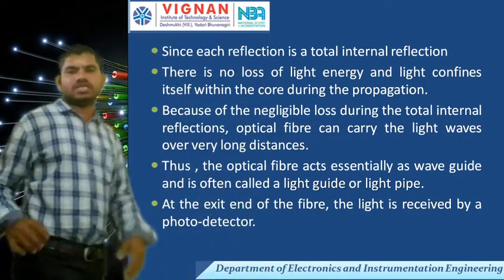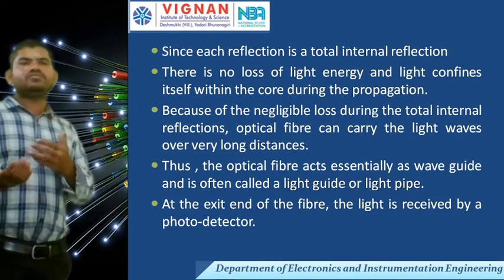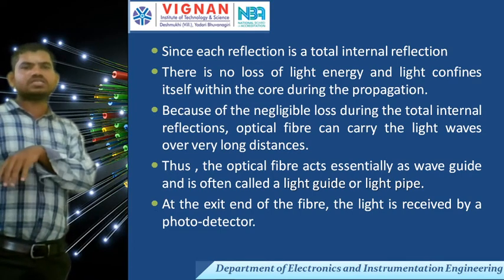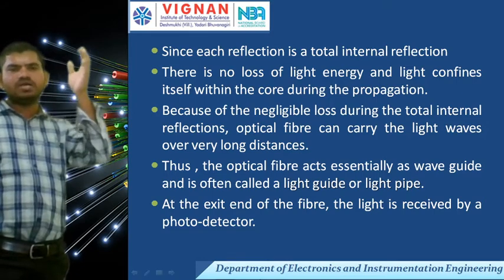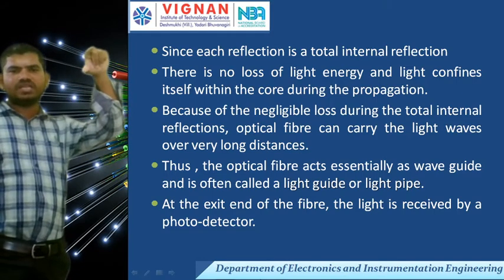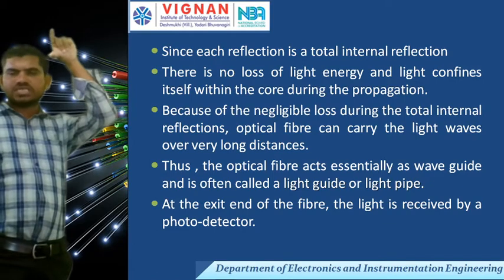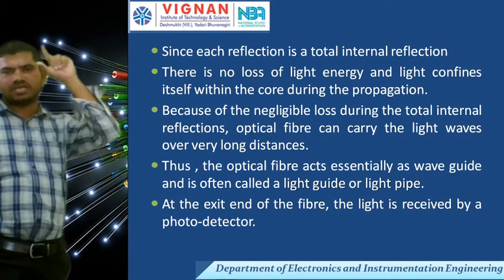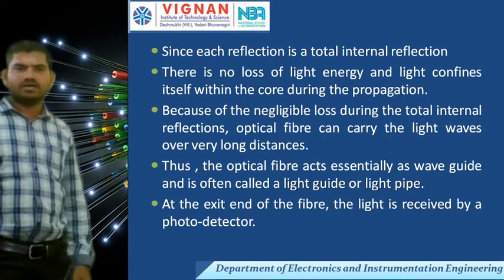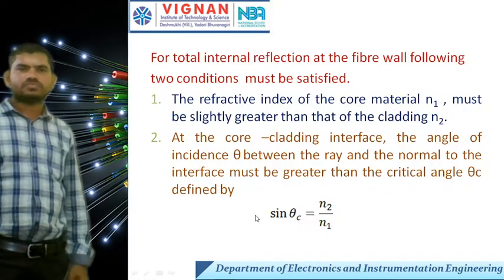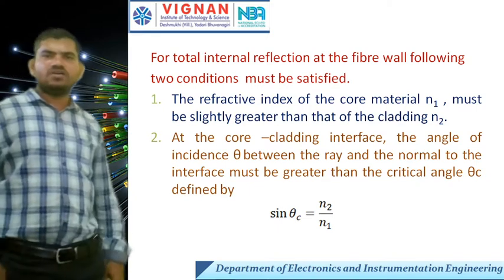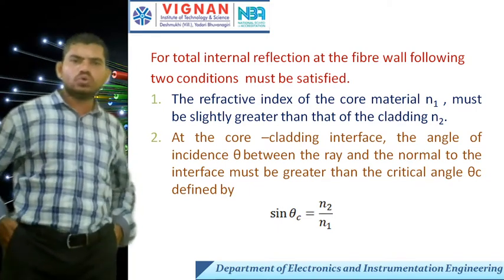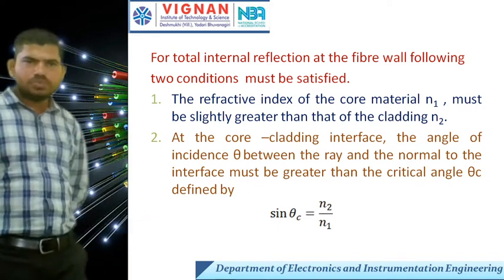Exit end means at the receiver side we have to place the optical receiver, and that receiver I already discussed in the receiver part. The photodetector is there, the amplifier is there, and the reconstruction filter or the reconstruction signal is there. For total internal reflection at the fiber wall, the following two conditions must be satisfied.